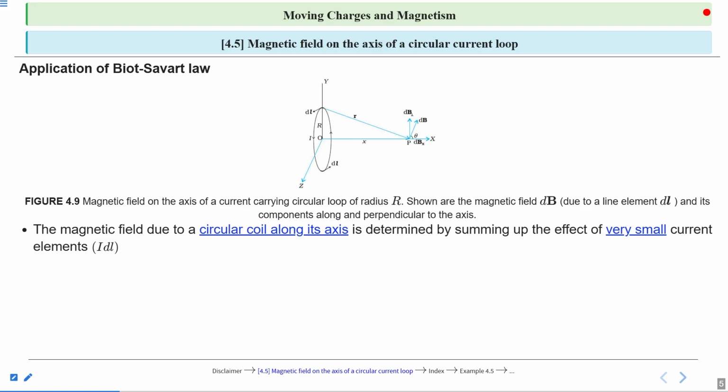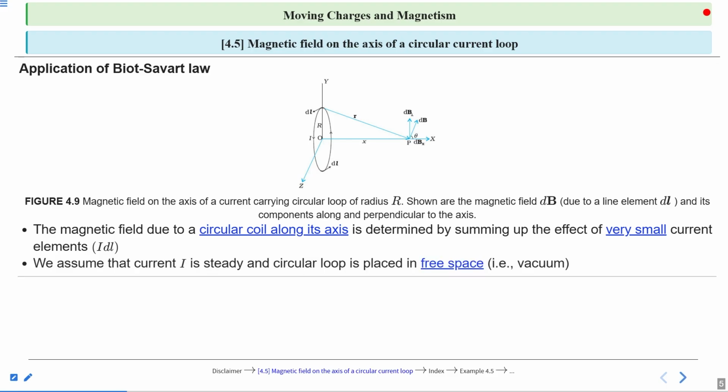So according to Biot-Savart law, what are we going to do? We are going to determine the small magnetic field due to the small element dl first. We assume that current I is steady and the circular loop is placed in free space. So current I is not varying, it is constant over time, that means steady current, and the circular loop is placed in vacuum.